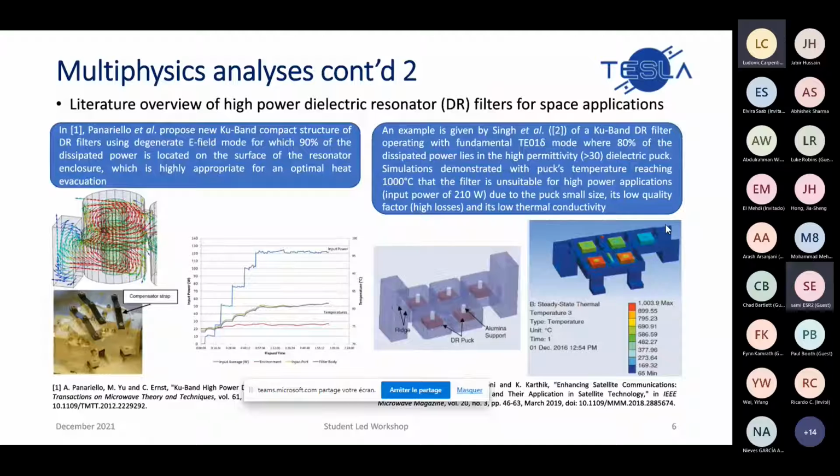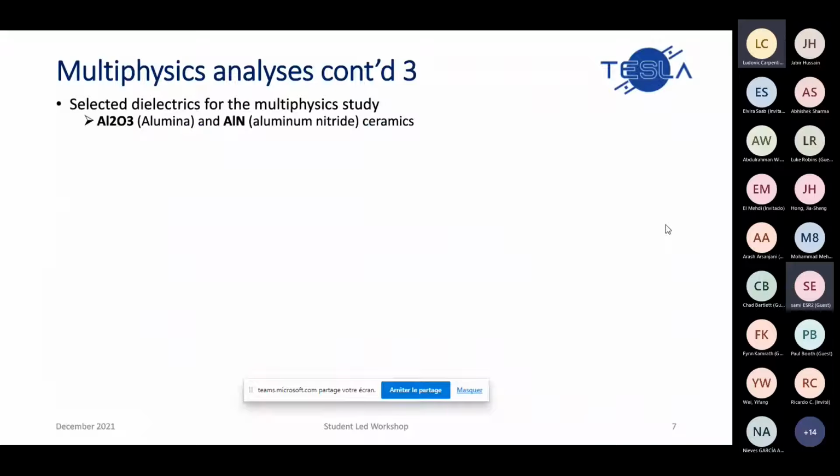So in this structure, when they inject 210 watts of power, they noticed in simulation that those ceramics can reach a very high temperature of 100,000 degrees, and it's basically due to the high loss of those ceramics, and also to their low thermal conductivity. So now we'll go back to the analysis.